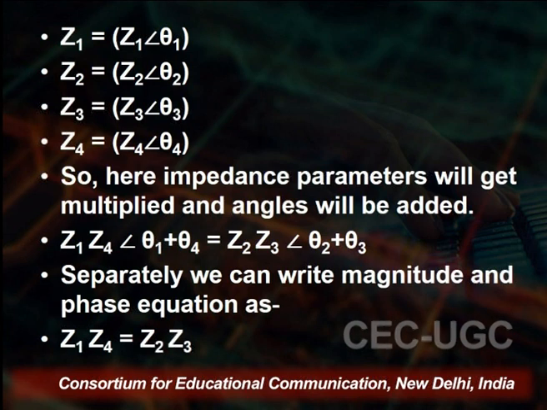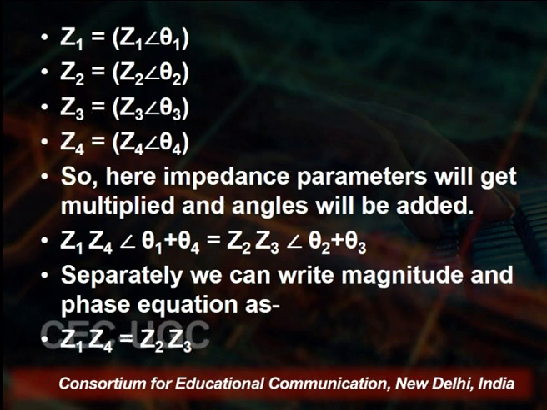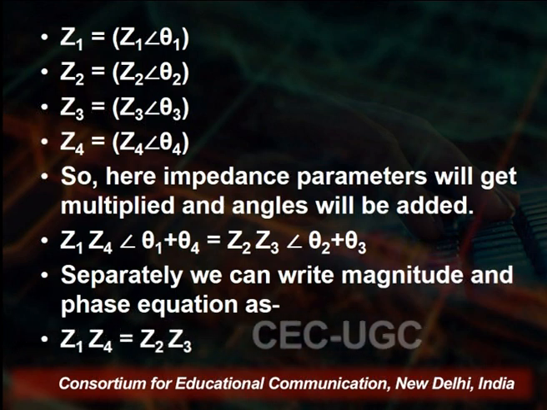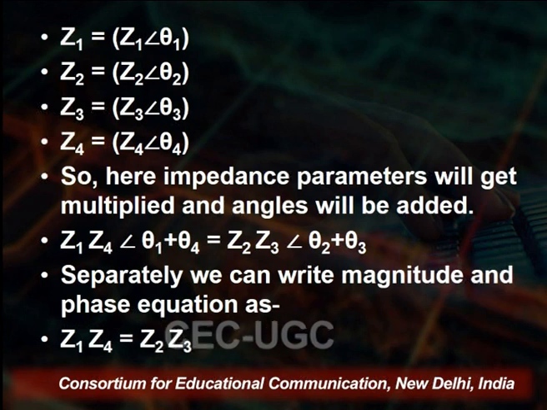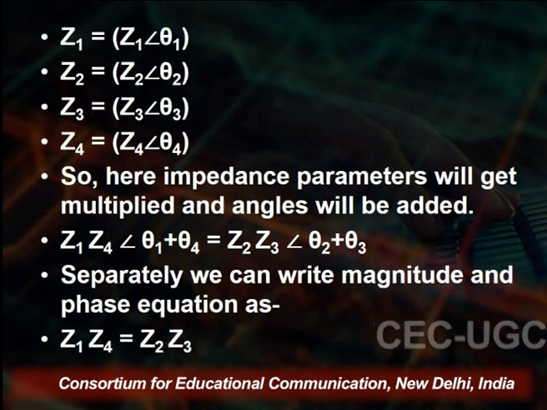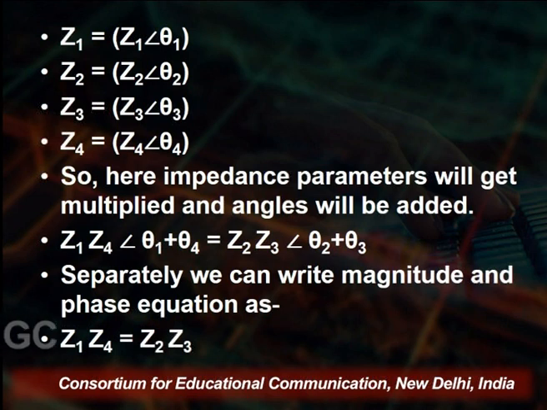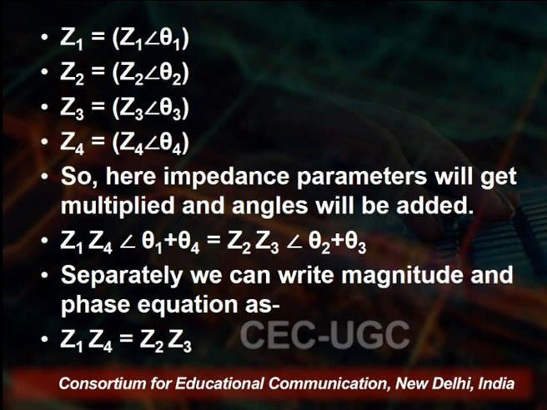So here the impedance magnitudes will get multiplied and the angles will be added. So we can write it as Z1 Z4 angle theta 1 plus theta 4 is equal to Z2 Z3 angle theta 2 plus theta 3, as all the angles will be added. Separately we can write the magnitude and the phase equation. If we write in the polar form, taking the magnitude as well as the angle, then we use the above equation, that is Z1 Z4 angle theta 1 plus theta 4 is equal to Z2 Z3 angle theta 2 plus theta 3.